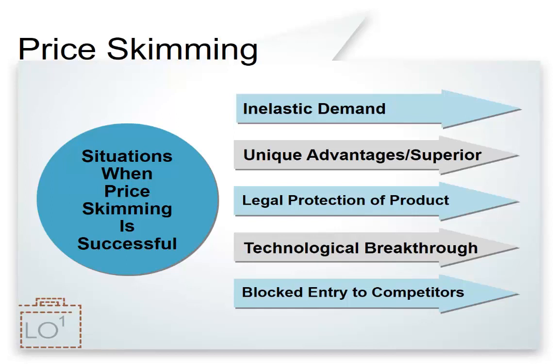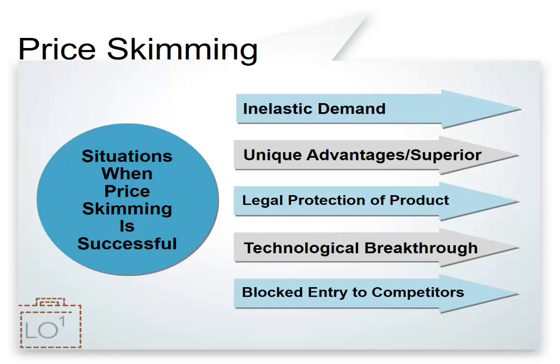Additional situations when price skimming is successful are listed on the slide. First, when the demand is inelastic, price skimming is successful. Second, when unique advantages or a superior product is present, then price skimming is possible, and legal protection of the product. For example, when the pharmaceutical industry introduces a new drug, there is legal protection of the product. Fourth, technological breakthrough. For example, Tesla introduced their Model S.